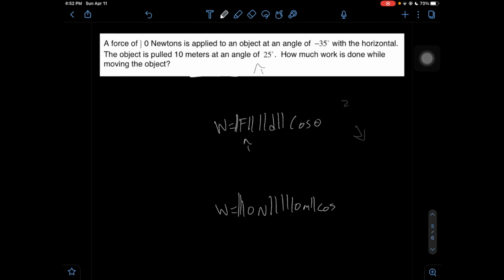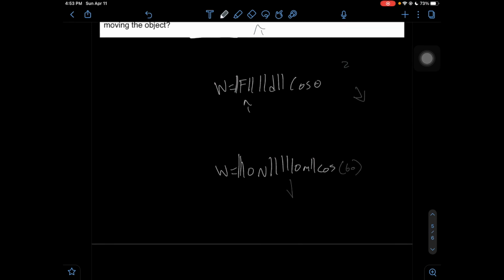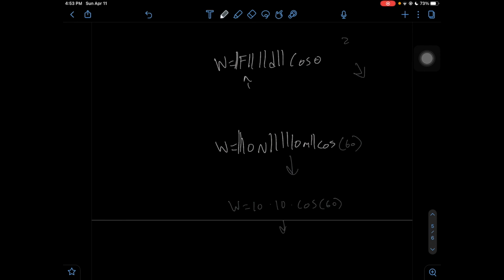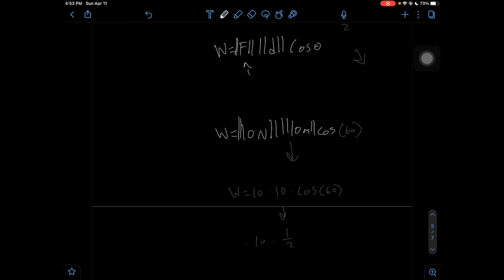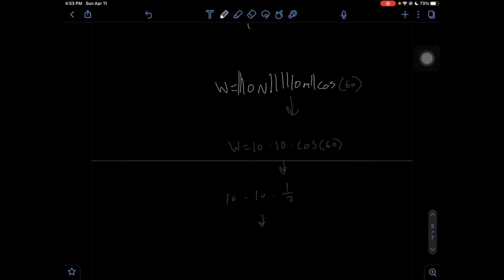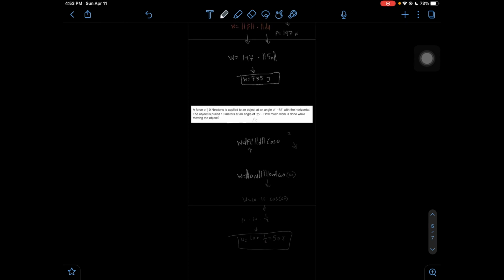Well, you might be asking, what is theta? Well, since we want to see the total work done, we're going to see how much our angle really moved. Well, first we moved an angle of 35, and then we moved 25. Well, 35 plus 25 is 60, so we're going to do cosine of 60 degrees. Well, now we have W equals 10 times 10 times cosine of 60. Well, if you look at our unit circle, we know cosine of 60 equals 1/2. And that is going to be multiplied by 10 times 10. Well, 10 times 10 is 100. 100 times 1/2 equals 50. And since it's work, it's going to be joules. Work equals 50 joules. And that is our answer for number 7 of this video.